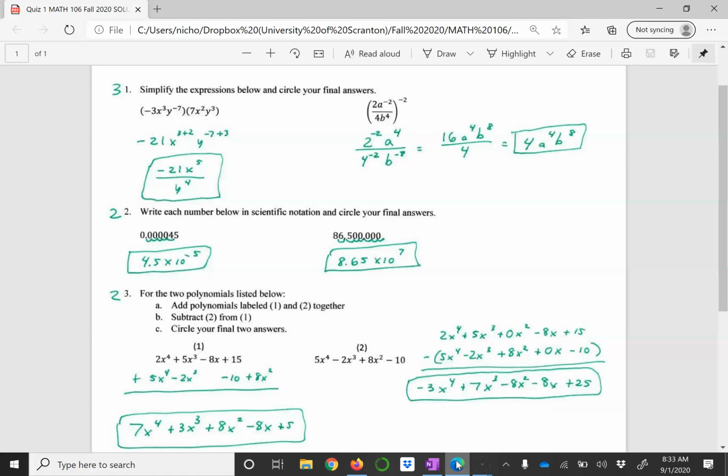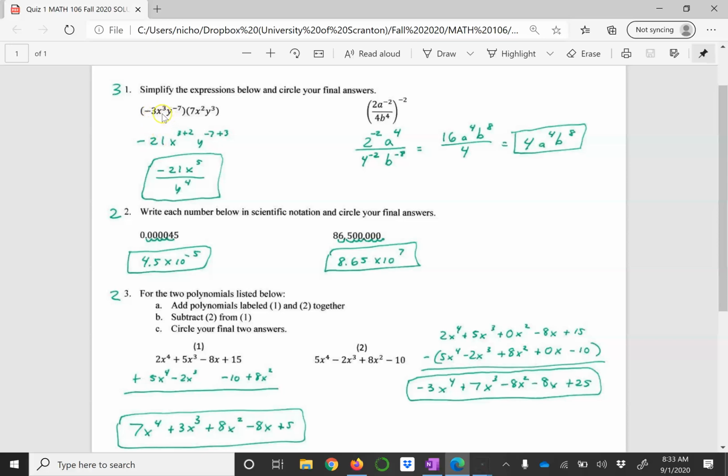There were a decent amount of issues with number one. Just a couple folks thought you had to do some type of addition and subtraction or distribute the values in these two quantities. Basically, you just had to multiply everything together. So I just think some people overthought it a little bit. You're just multiplying the integers, so you'd get negative 21.